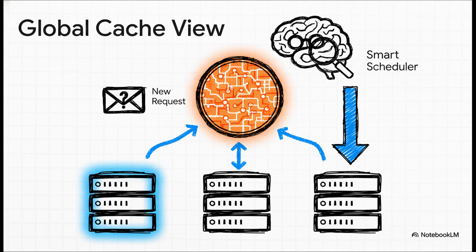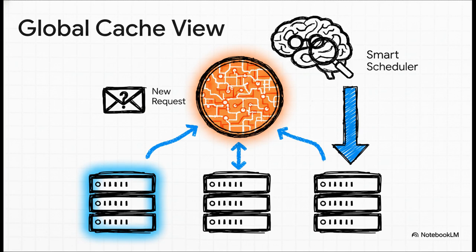Every single server in the network is constantly shouting out updates. Hey, I just cached this prompt. Or, whoops, I just had to delete this one. A central service is listening to all this chatter and using it to build a live global map of where every single piece of cache data is.